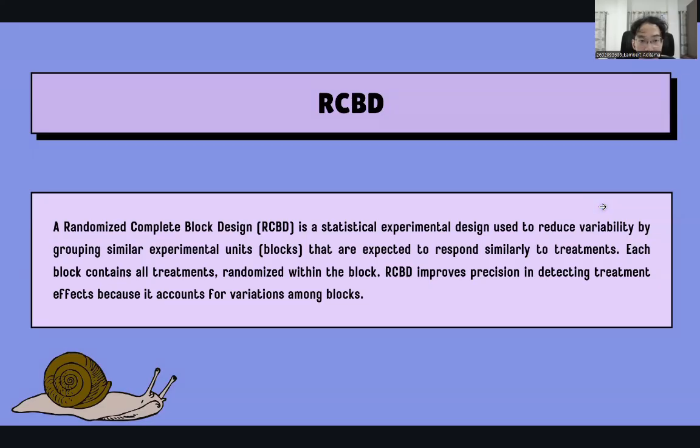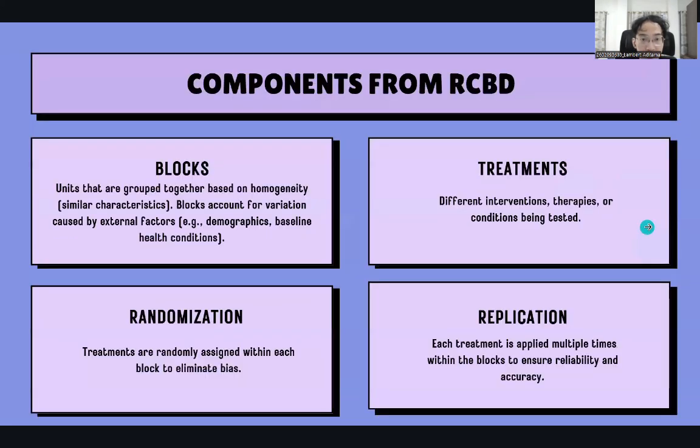RCBD, here is the explanation. It is similar to two-way ANOVA, but instead of using between and within groups, we use treatments and blocks as the replacement. Here are the components of RCBD, which consist of blocks, treatments, randomization, and of course replication.